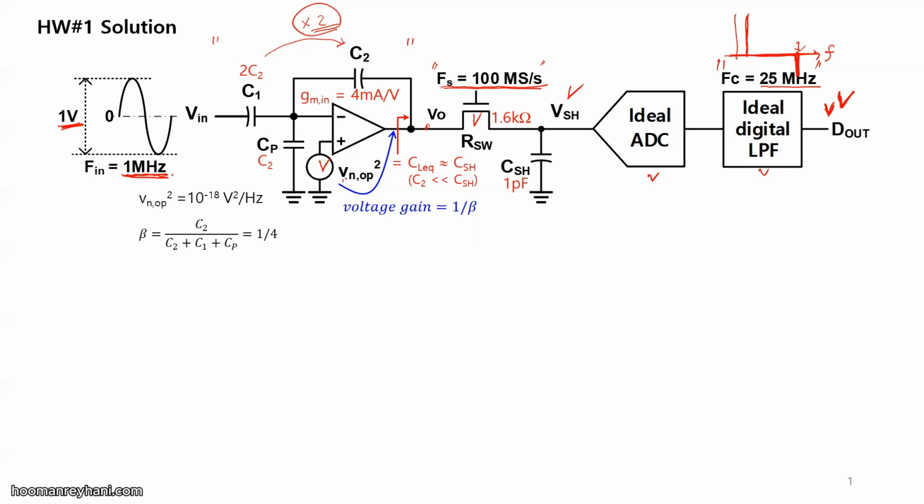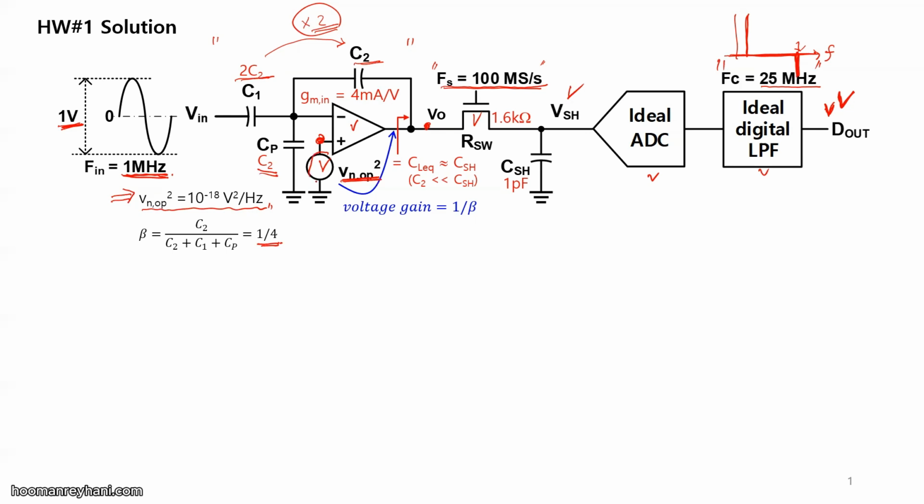Well, we are given this operational amplifier's input referred noise power spectral density, and the value is given here, right? Then this noise power spectral density will be amplified by this non-inverting amplifier configuration from here to here, right? In non-inverting amplifier, we know the gain is 1 over beta, right? Beta we can easily calculate. We have here C2, 2C2, C2. So beta will be 1 over 4.